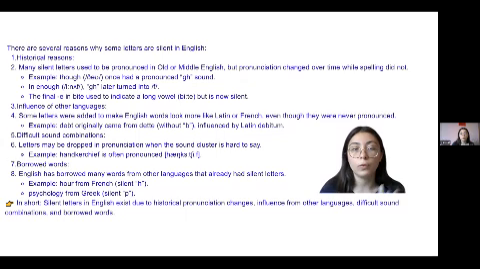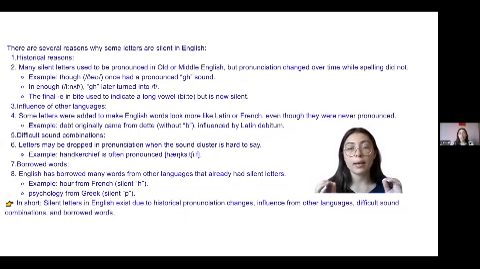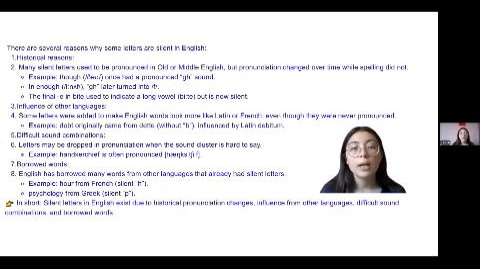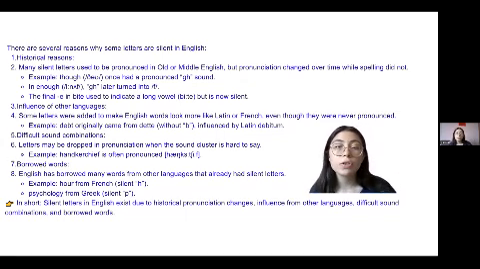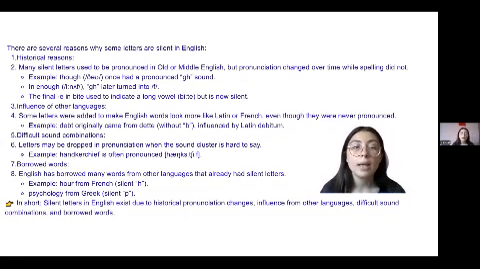Example, hour from French. Silent letter is H, right? Hour. We're not saying power, right? And psychology, we have silent P. We're not saying psychology with the P. In short, silent letters in English exist due to historical pronunciation change, influence from other languages, difficult sound combinations, and borrowed words.